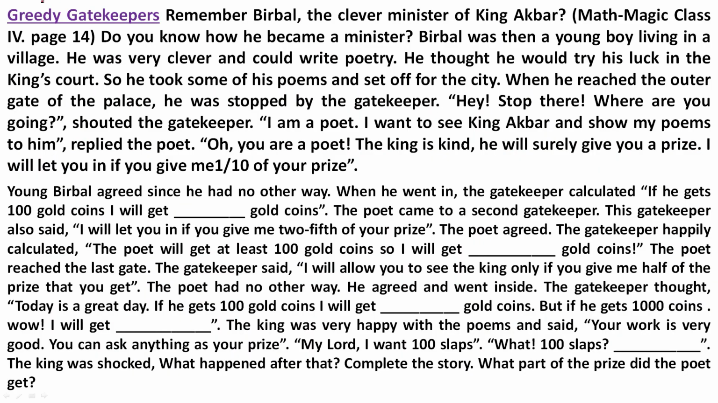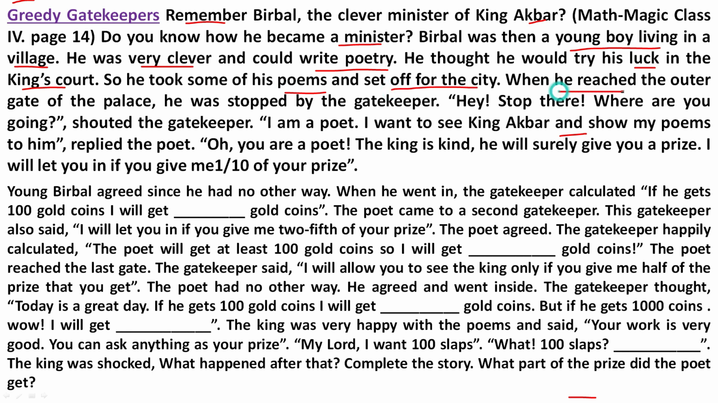Next one. The greedy gatekeeper. Remember Birbal, the clever minister of King Akbar. Do you know how he became a minister? Birbal was then a young boy living in a village. He was very clever and could write many poems. He thought he would try his luck in the king's court. So he took some of his poems and set off for the city.